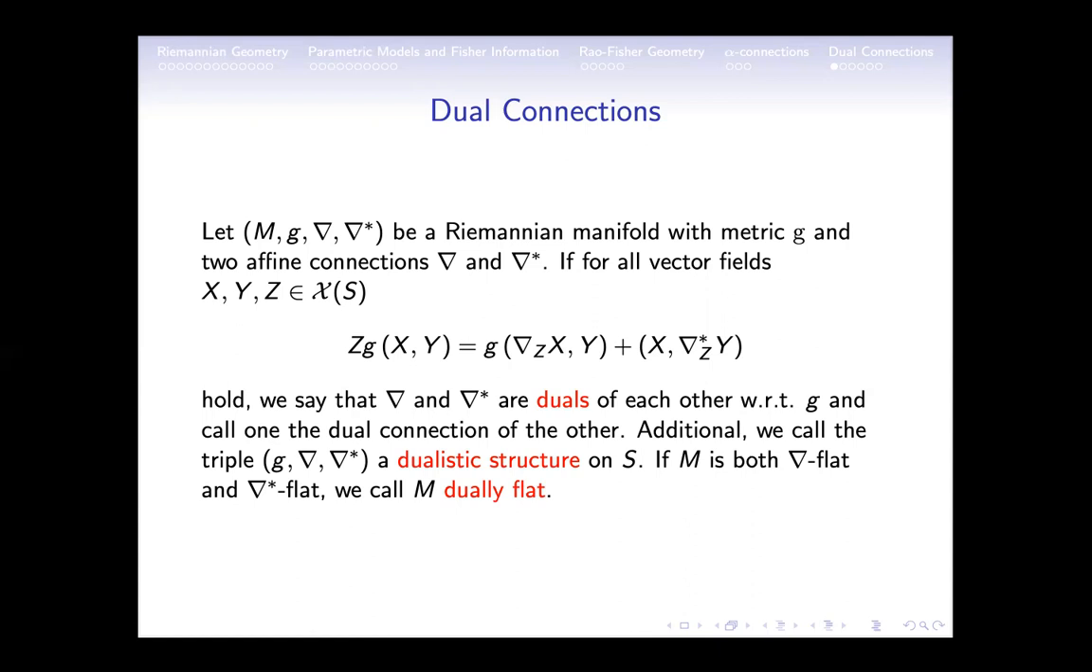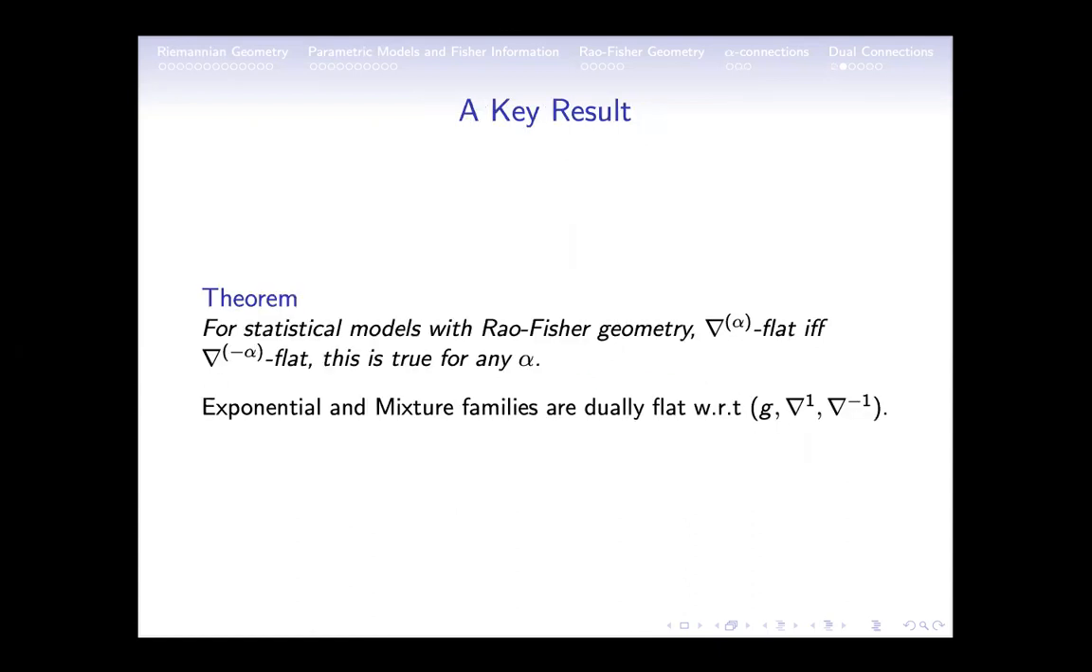Now, on statistical manifolds with Fisher-Rao geometry, we have that it is nabla alpha flat if and only if it is nabla minus alpha flat. Okay, I will try to write something here, but my pen has not been working for quite some time. Yeah, it's working. Good.